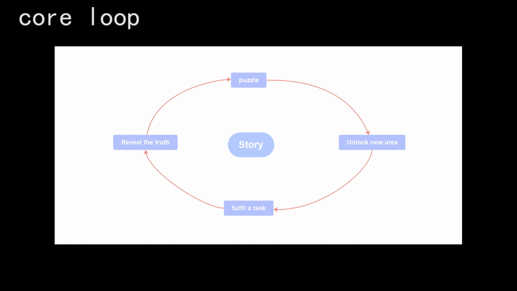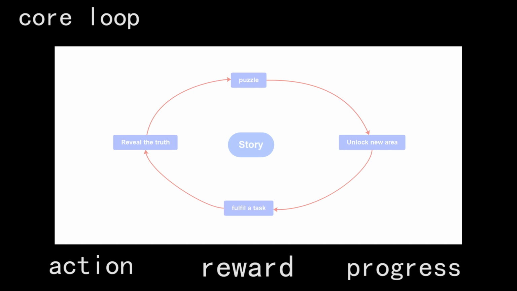Generally speaking, a core loop consists of 3 elements: actions, rewards, and progress. The player explores and solves puzzles in the underworld by actions such as switching the lantern on and off. The reward is unlocking a new area after solving the puzzles successfully. The progress is getting closer to the truth of the story.